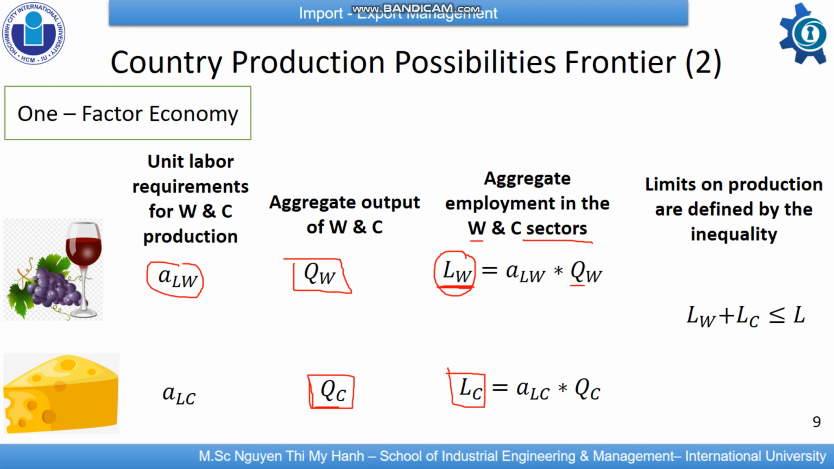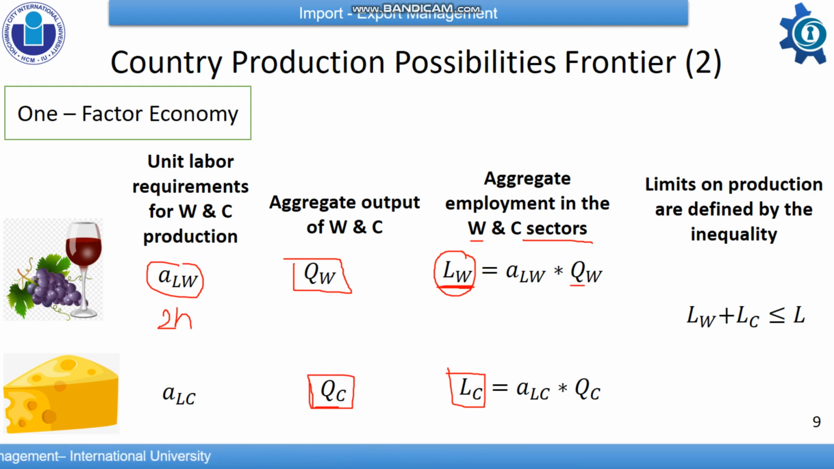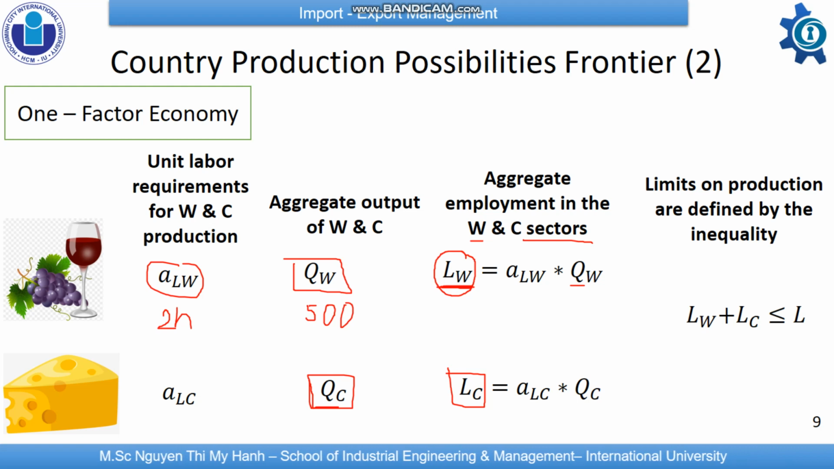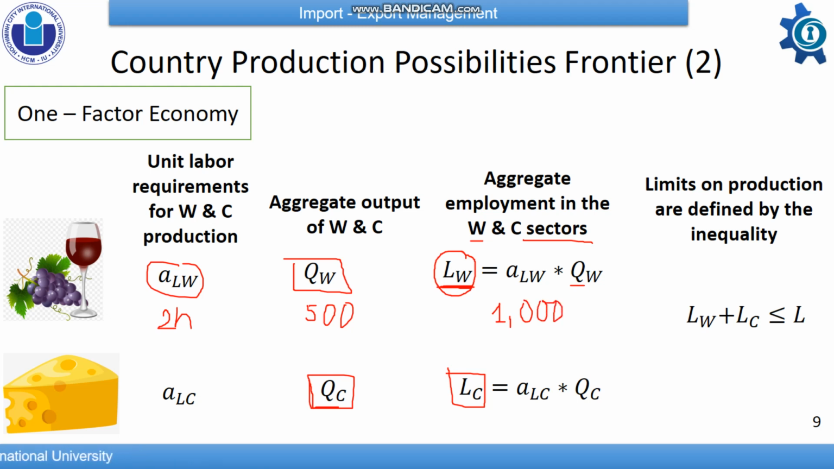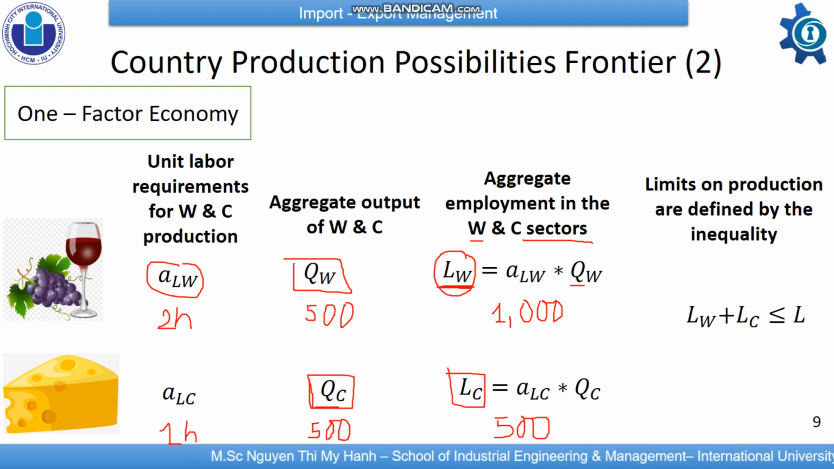So earlier I said, for example, we need 2 hours to produce 1 gallon of wine, and we want to produce 500 gallons of wine. Then the aggregate employment we need in the wine sector, LW, will equal 1000. And same for cheese. We need 1 hour to produce 1 pound of cheese, and we also want to produce 500 pounds of cheese. Then the total employment we need is 500.